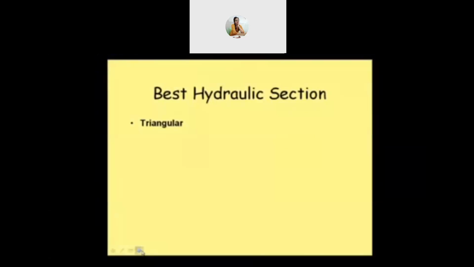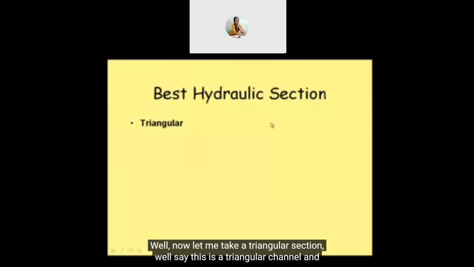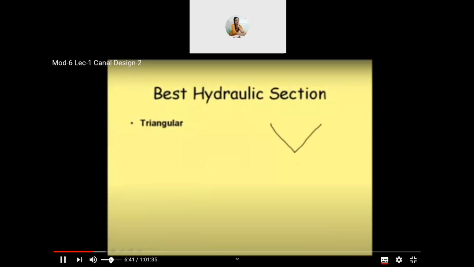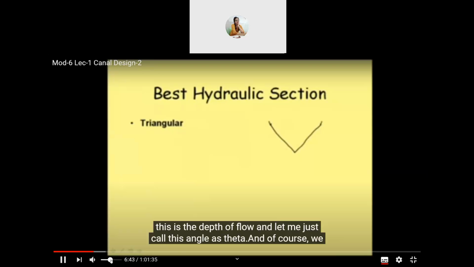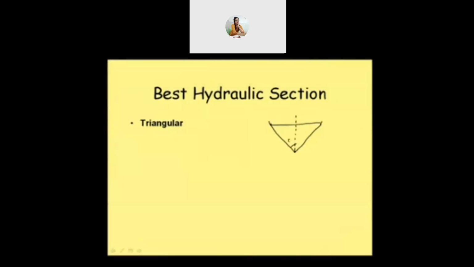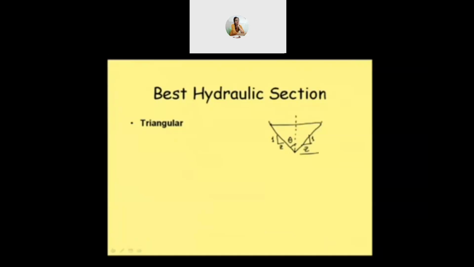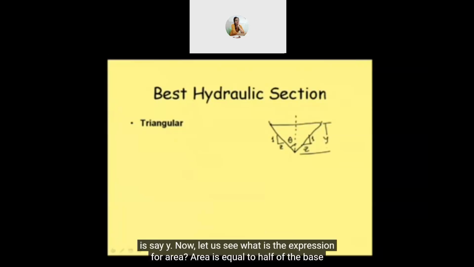We'll start with that. Well, now let me take a triangular section. Say this is a triangular channel and this is the depth of flow. And let me just call this angle theta. And of course, we can also give an idea about this theta in terms of the side slope, that is z:1. It can be written as theta or z:1. And depth of flow in the triangular section is y.